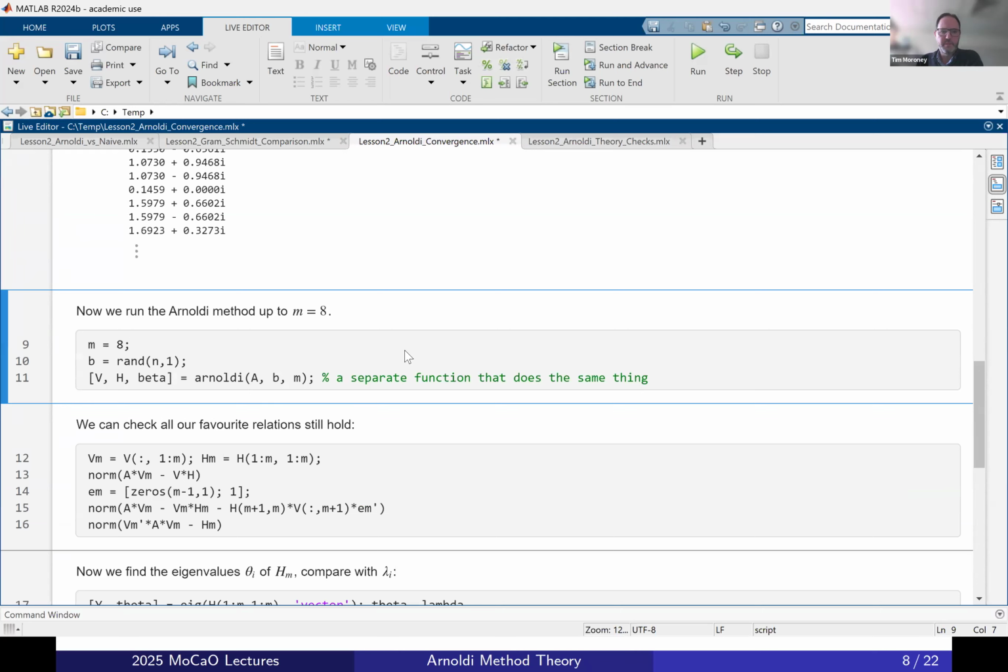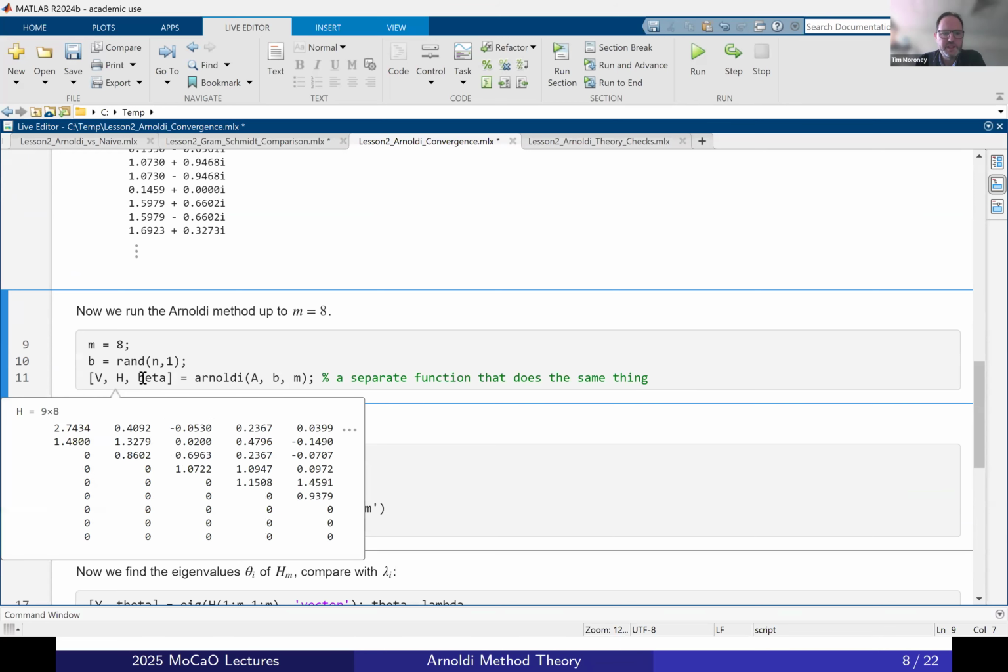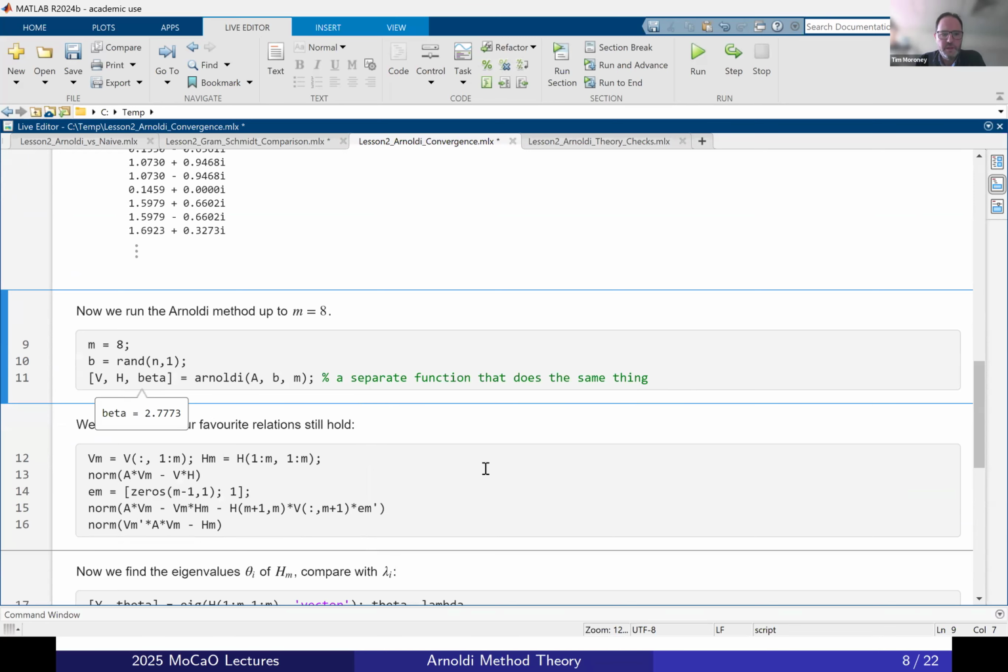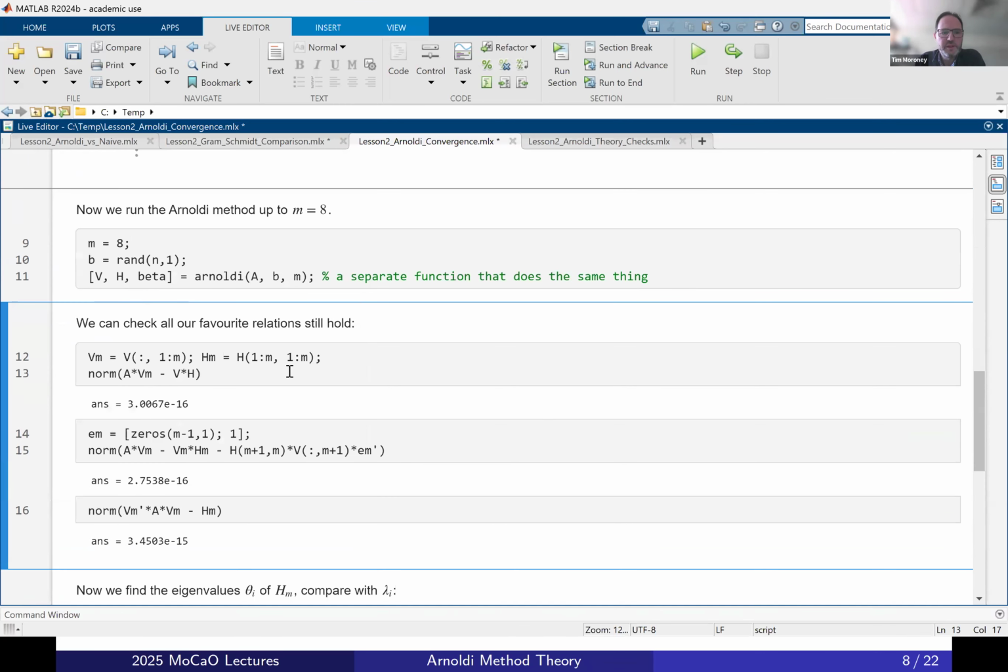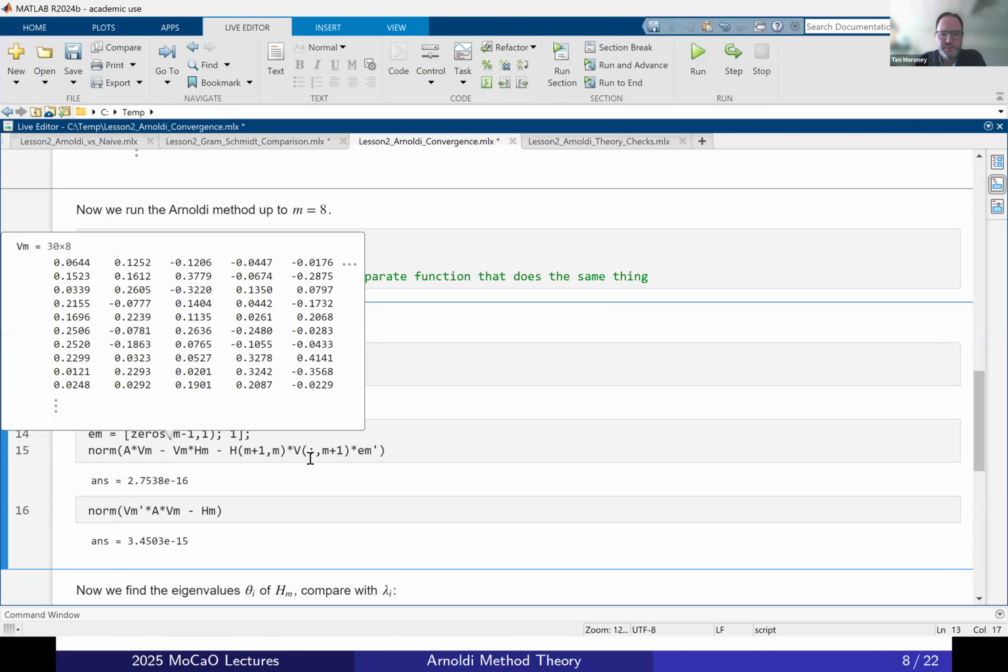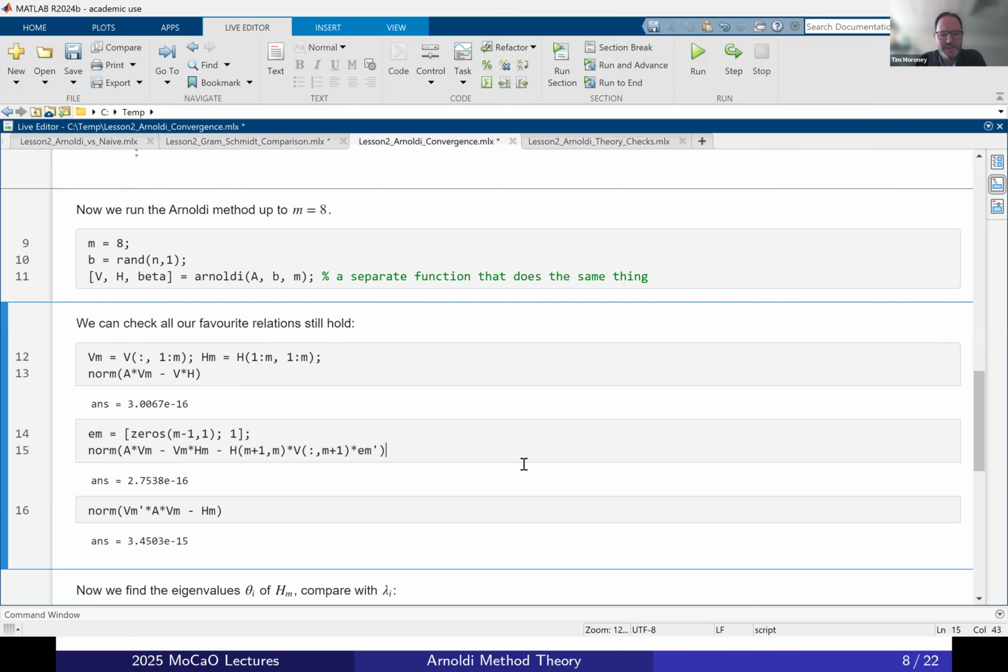So just so I don't keep copying and pasting the Arnoldi code, it's sitting in a separate function for today, but it's doing exactly the same thing that we always did, producing the V, the H, and the beta, which is just the norm of b. Okay, as long as we're here, we can check our three favorite relations continue to hold, right? A V_m equals V_{m+1} H_m bar, A V_m equals V_m H_m plus h_{m+1,m} v_{m+1} e_m transpose. It's a mouthful, but it's an important one. And V_m transpose A V_m is equal to H_m. So they're fine.